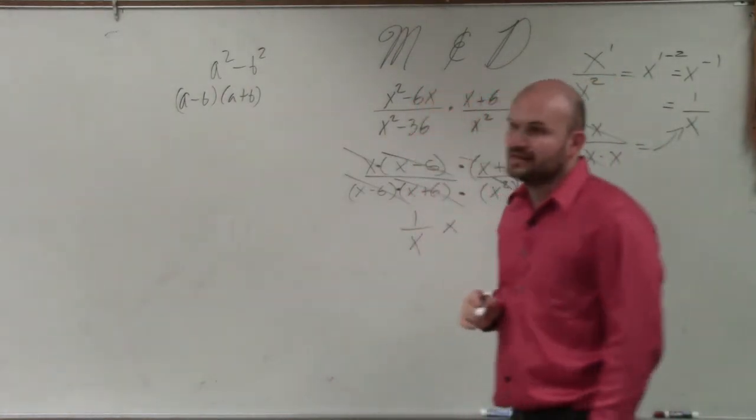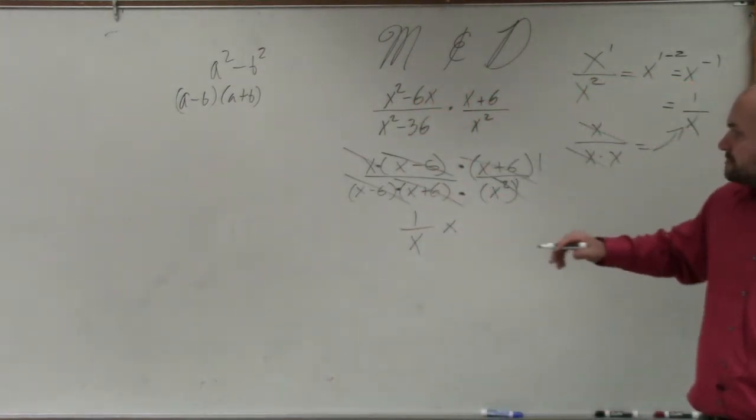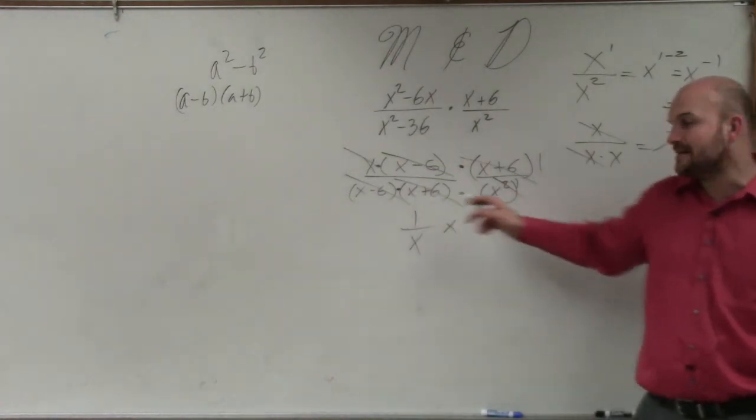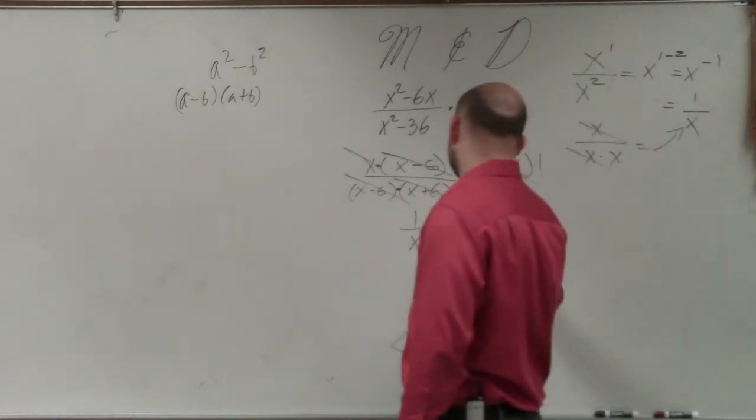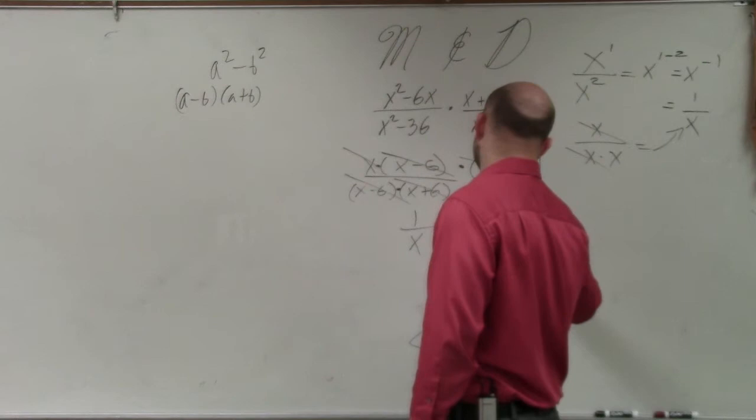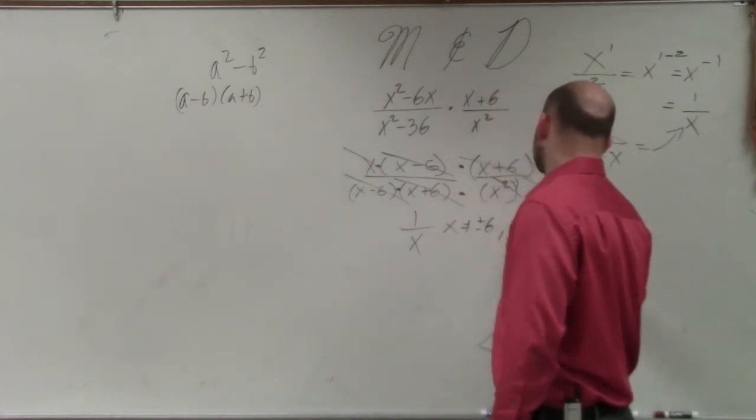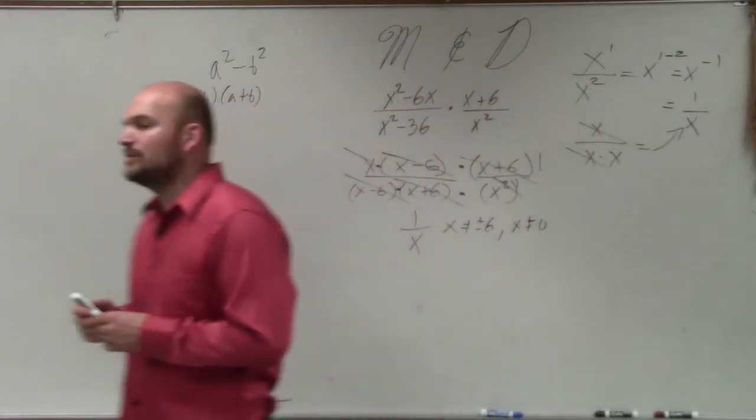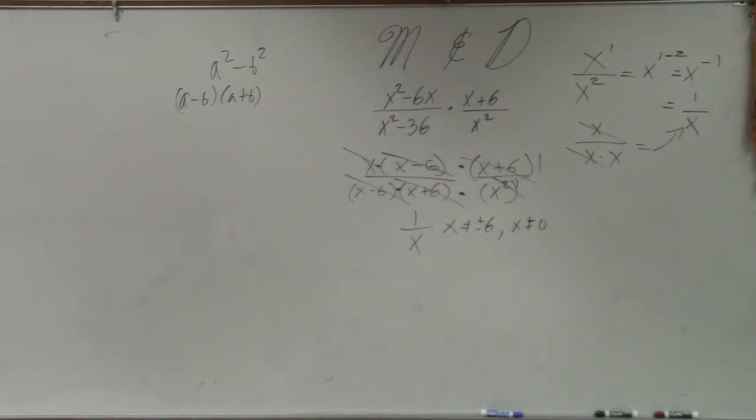Then we also have to write in the constraints. Since we have the constraints here, we look at this and say, what can x not equal? Well, x cannot equal plus or minus 6, and x cannot equal 0. Because if x was any one of those values, it would make our denominator equal to 0.